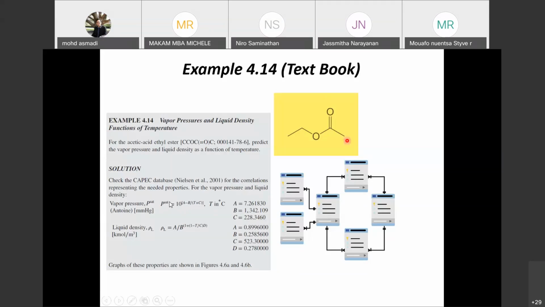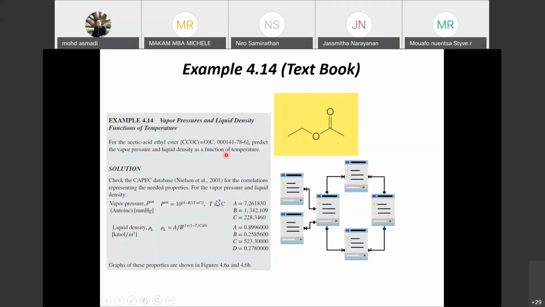Antoine equation, if you still remember, in chemical engineering thermodynamics, to calculate the vapor pressure. You still remember, right? How to calculate? You have to determine the parameters A, B, C, and also C. And similarly for the liquid density, you have to determine A, B, C, as well as D. Generally this is available in the database.